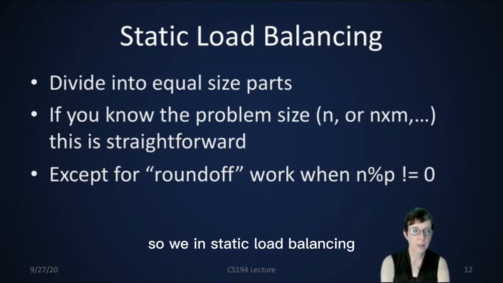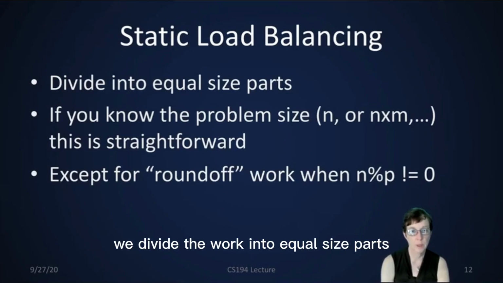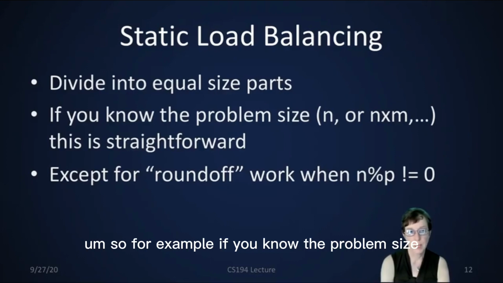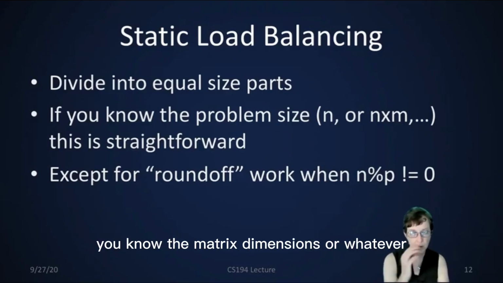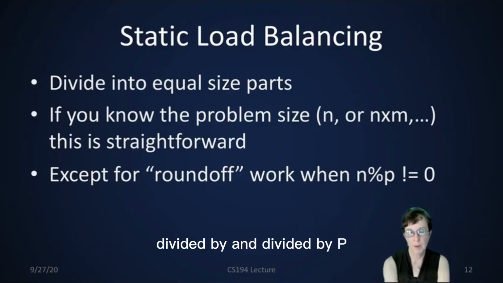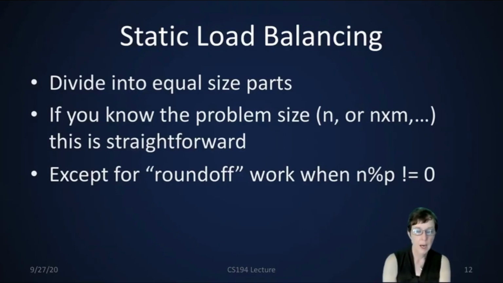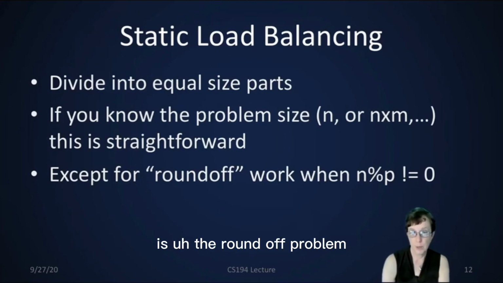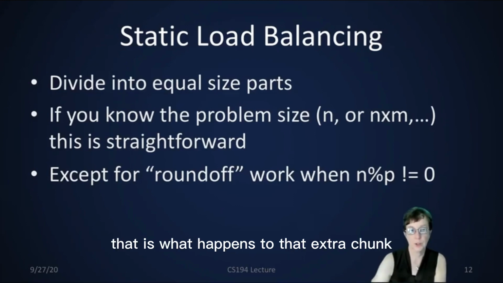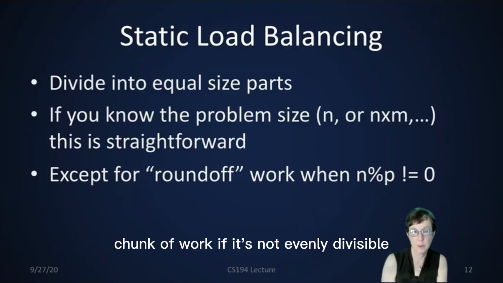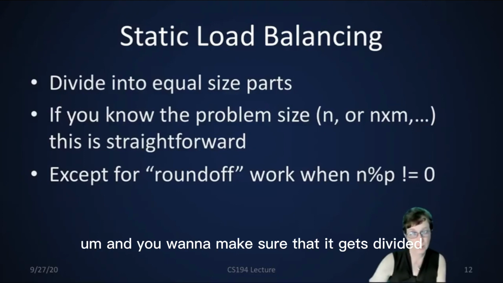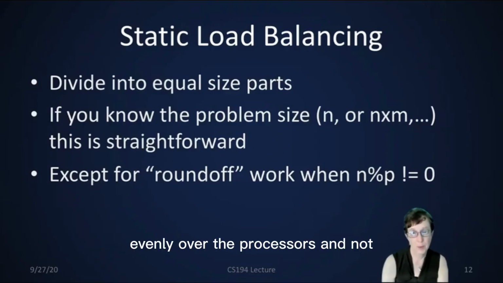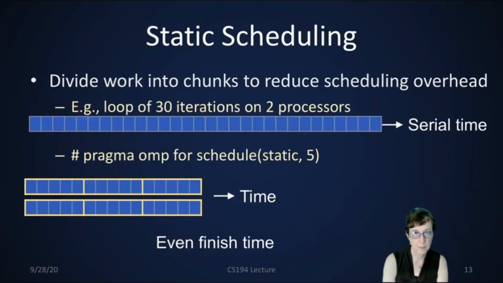So in static load balancing, we divide the work into equal sized parts. For example, if you know the problem size, or the matrix dimensions or whatever, you can do this in a very straightforward way, divided by P. And the only thing you have to worry about here is the round off problem. That is, what happens with that extra chunk of work if it's not evenly divisible, and you want to make sure that it gets divided evenly over the processors and not all clumped on one processor.